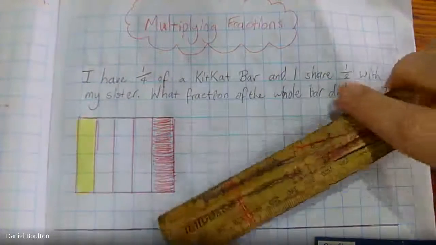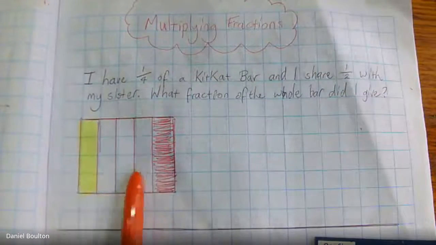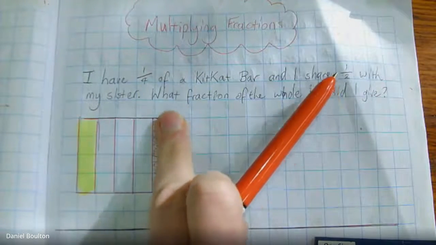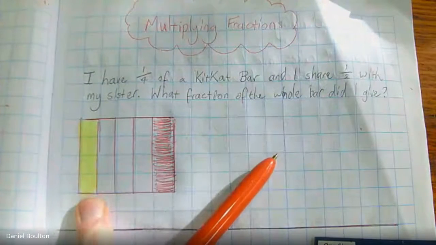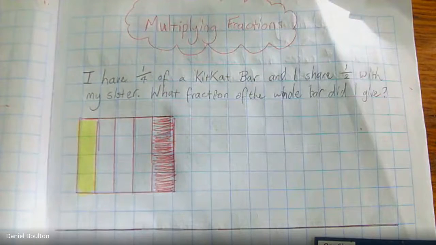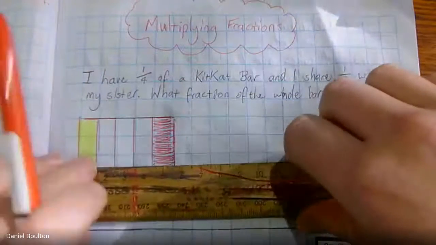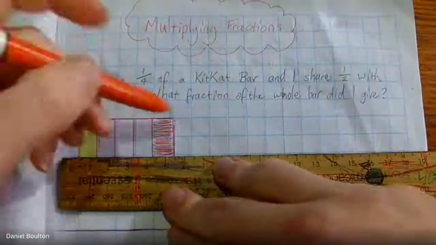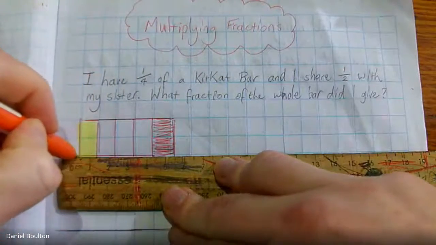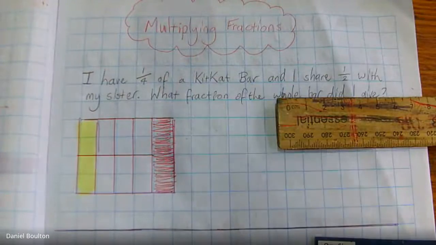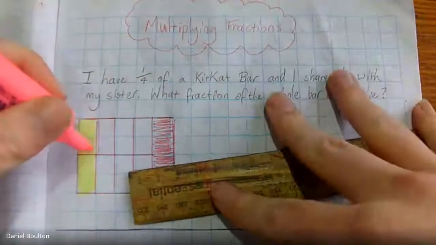So here I have shown, here's my Kit Kat. Ignore that part there. I accidentally made 5 parts instead of 4 for a Kit Kat, but I have got 1/4 of it. Okay, so I've highlighted the 1 out of 4 parts. It says I'm going to share half of that with my sister. So what I'm going to do is split the whole Kit Kat bar in half down the middle, and then I'm giving her 1 out of that half there.